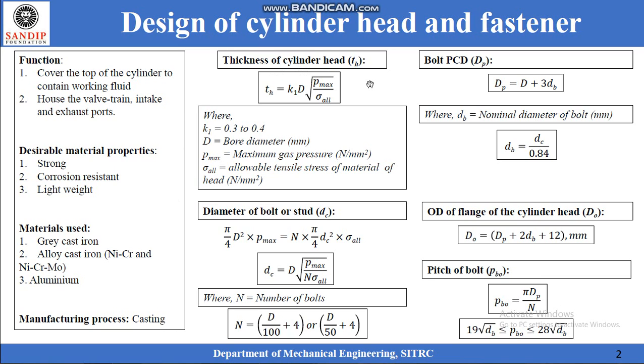Thickness of the cylinder head can be designed by this formula: Th equal to K1 D under root Pmax upon sigma all, where K1 is a constant whose value varies from 0.3 to 0.4. If you observe this formula, it is similar to the formula of a flat head used in pressure vessels. Thus, it can be said that cylinder head is treated as a flat head. Capital D is the bore diameter, Pmax is the maximum gas pressure, and sigma all is the allowable tensile stress of material of the head.